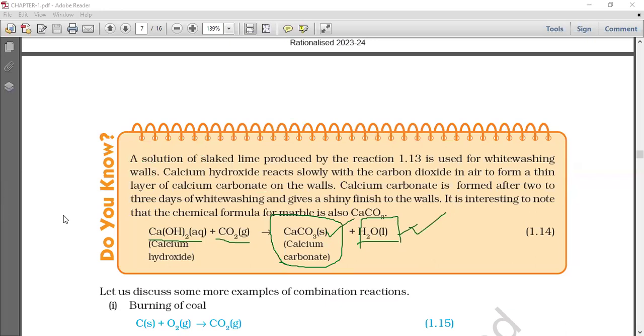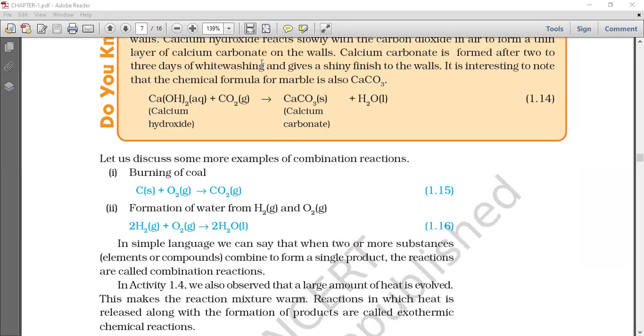Fine. Now let us discuss some more examples of combination reaction. See here, carbon and oxygen give rise to carbon dioxide. This is the burning of coal, and burning requires oxygen, right? So what is happening? Two elements are reacting and giving a single product. So this is an example. And formation of water from hydrogen and oxygen I have already explained.